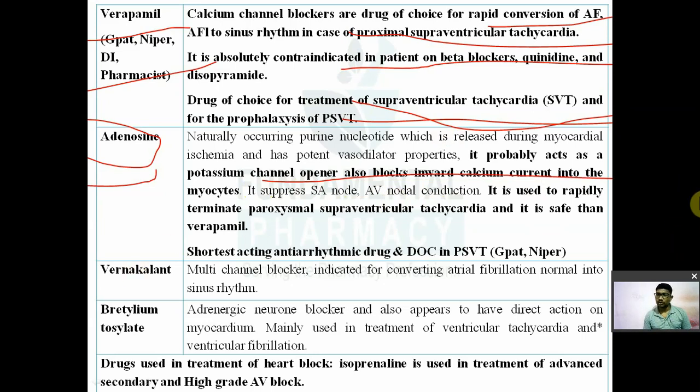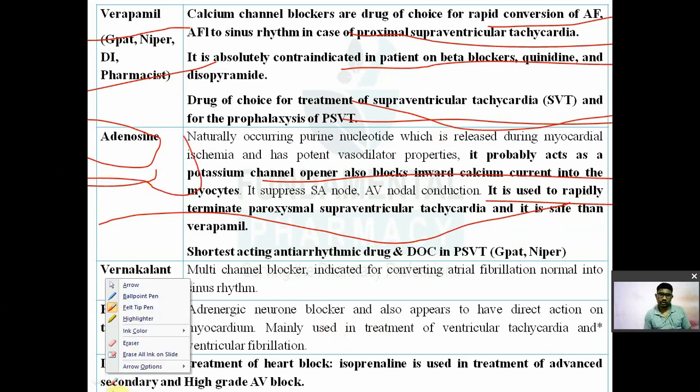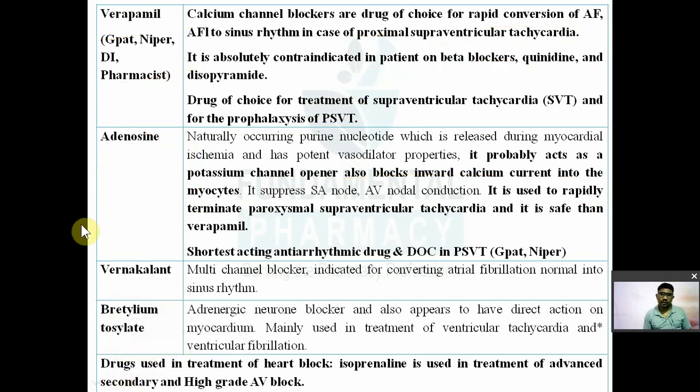Suppresses the AV node, SA node, nodal conduction. It is used to rapidly terminate paroxysmal supraventricular tachycardia. It is safer than verapamil. Remember, it has a very short duration of action. इसके ऊपर क्वेश्चन आ चुका है 2 बार तो याद रखो यहाँ पे. Adenosine is a drug of choice in paroxysmal supraventricular tachycardia. It is a drug of choice in the treatment of paroxysmal supraventricular tachycardia. GPAT 2021, 20, GPAT 2020, 21, 18 में भी आया था.